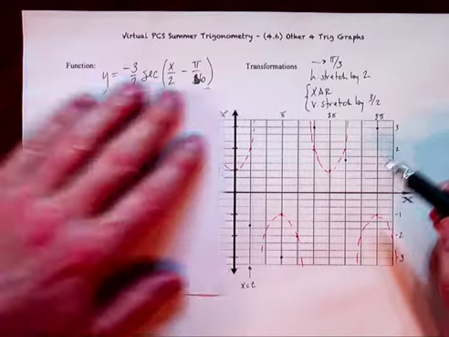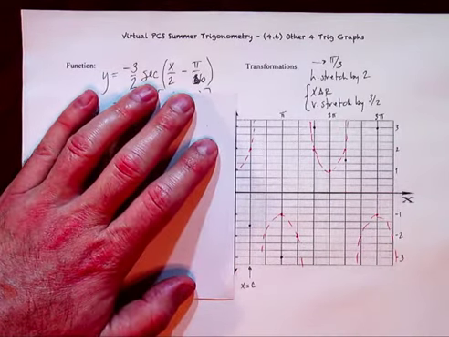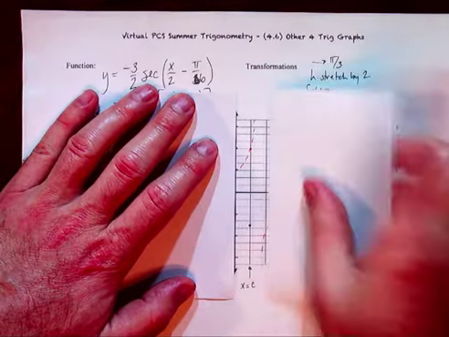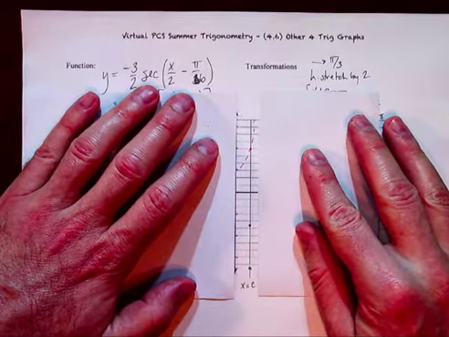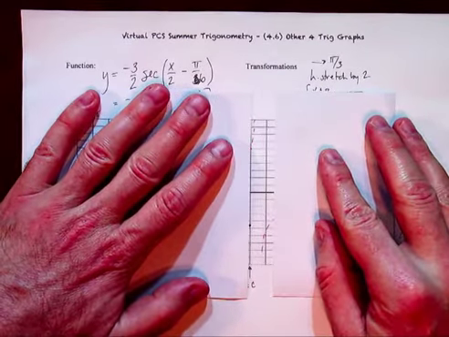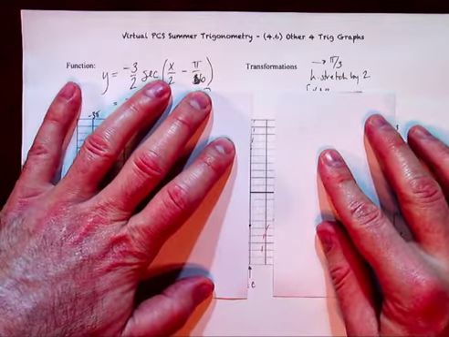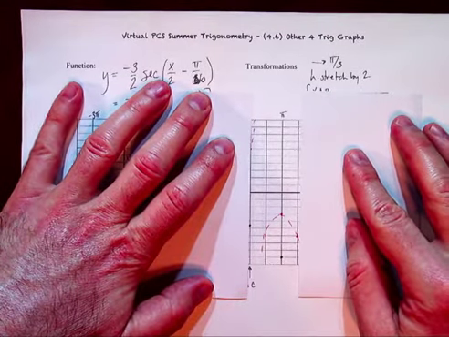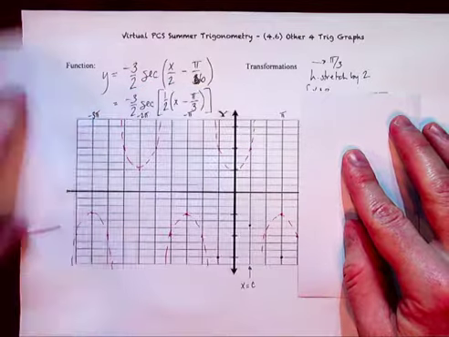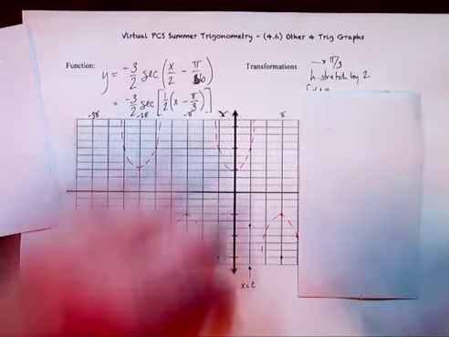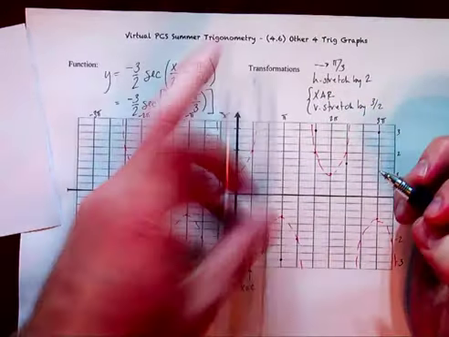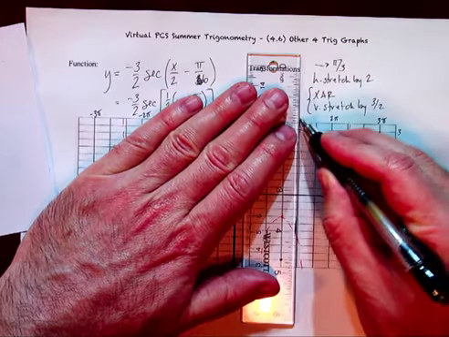Now remember that the new asymptote is going to be halfway between the maximum and the minimum. Or you can just think about it this way. The asymptote was here. If you move over pi over 3 and then stretch that out, the asymptote should line up right there at 4 pi over 3, right? And so let's go ahead and put that asymptote in right there.